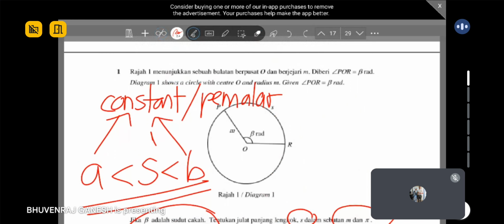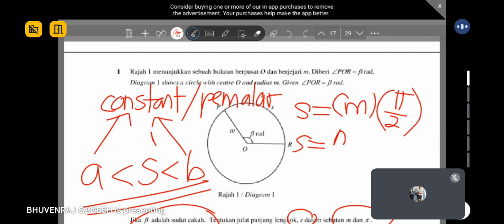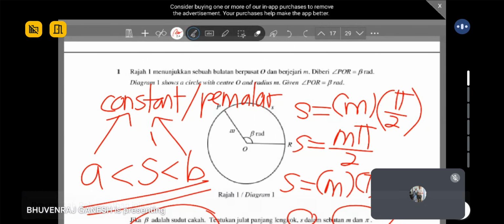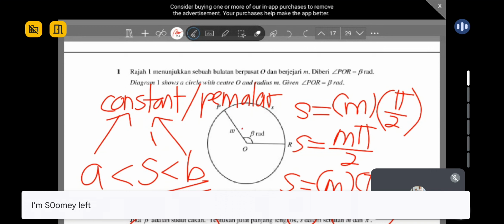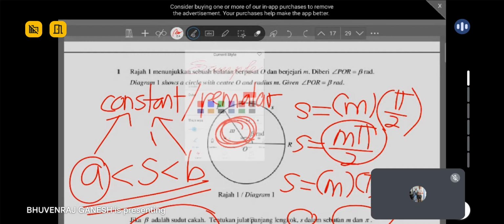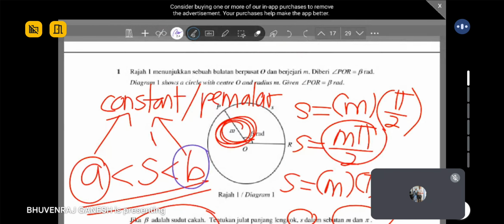So S equals R theta. R is M, theta, kalau yang terkecil, pi over 2 lah. This is the smallest, M pi over 2. Largest, yang paling besar, maksudnya sudut pun kena besar lah. To get a large S, your angle must be large, because the radius over here is constant, guys. Jejari kat sini dia malar. So we can only change the angle. Kita hanya boleh ubah sudut dia. So that's why the answer is M pi. Maksudnya nilai A ni adalah M pi bagi 2 lah, dan nilai B adalah M pi.